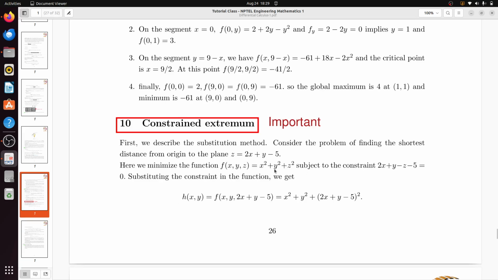So you can minimize the function x square plus y square plus z square, where your point lies on the plane 2x plus 2y minus z minus 5 equals 0. So your optimization problem is to minimize f(x, y, z) equal to x square plus y square plus z square subject to the constraint 2x plus 2y minus z minus 5 equal to 0. Got my point? Now from here take z equal to 2x plus 2y minus 5 and put it instead of z. So your h(x, y) is x square plus y square plus (2x plus 2y minus 5) whole square.